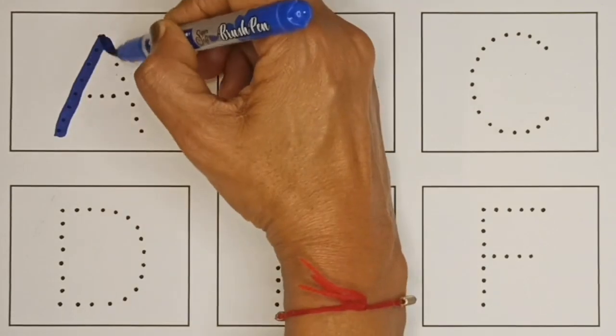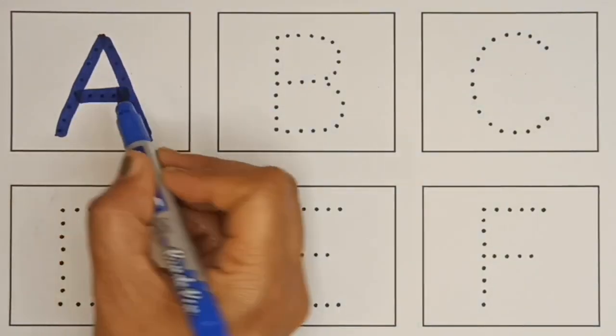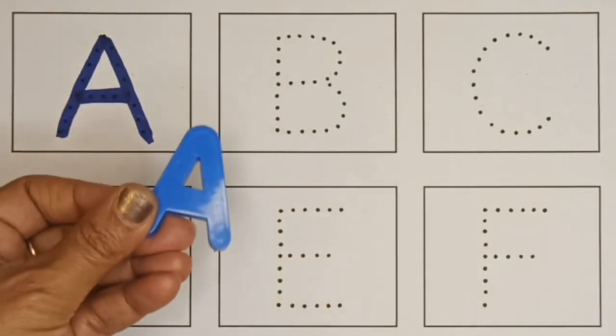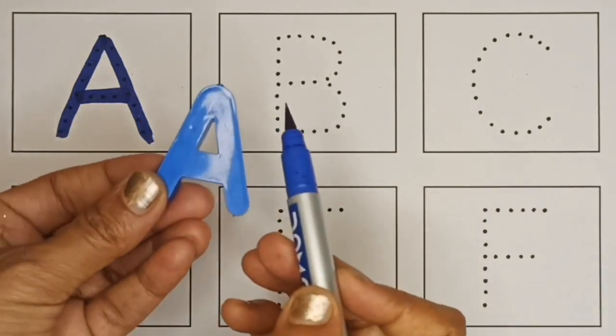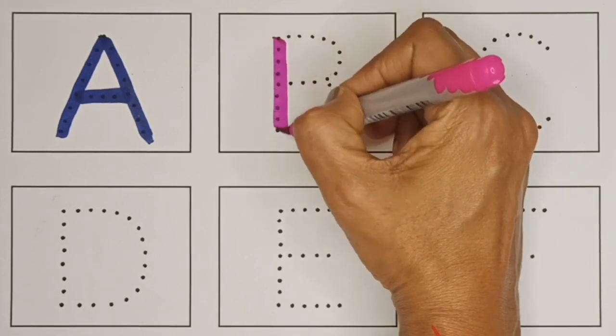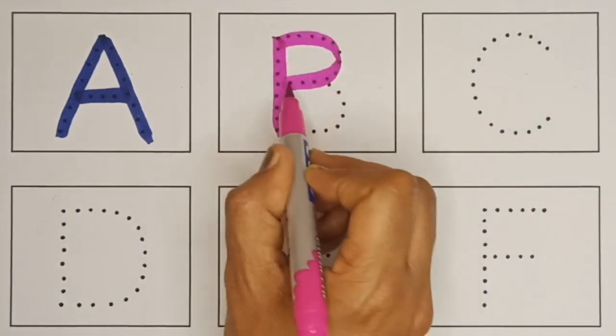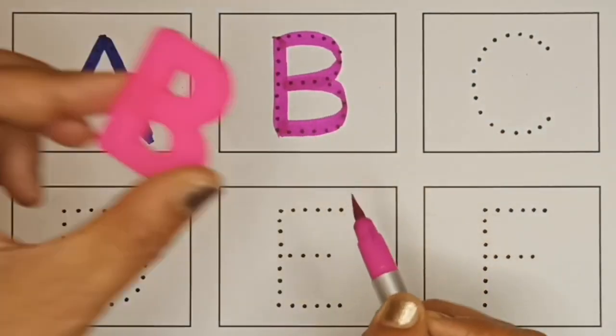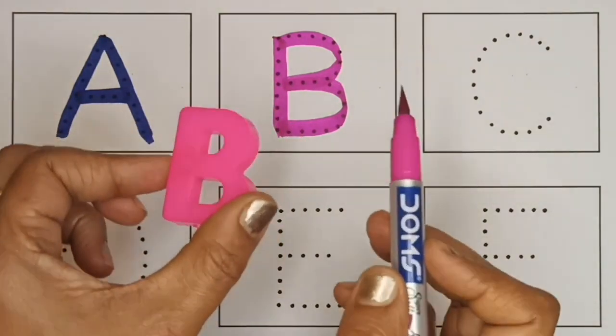A. A for apple. Dark blue color. B. B for ball. Purple color.